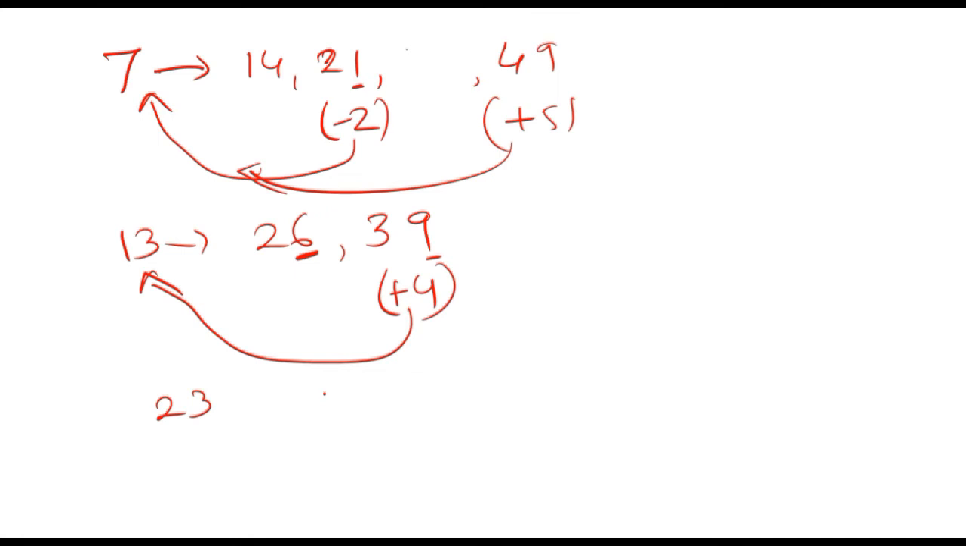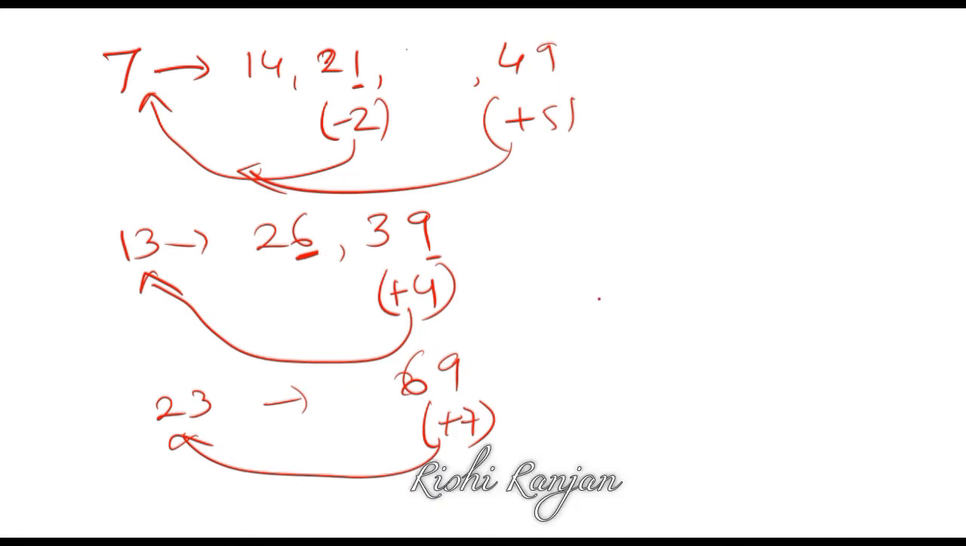Similarly, 23. 23 3s are 69. So I could use the plus 7 multiplication factor of 69 for 23 also. This is how we find the multiplication factor for a prime number. Now once we understood how to check for any composite number or any prime number up to 100, let's go to some questions.